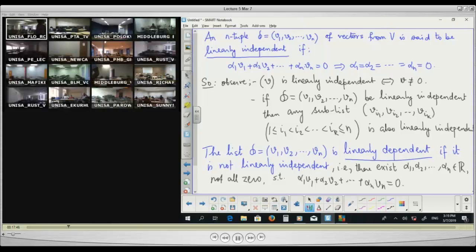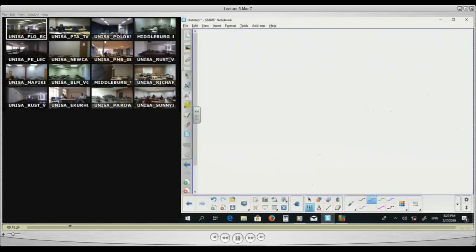So, instead of falling back again and again on this definition, here is a nice way to show that a list of vectors is linearly dependent. So this is quite helpful. So let's record it.